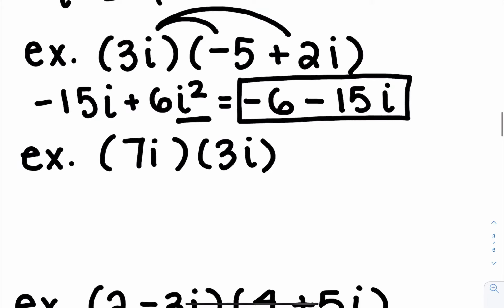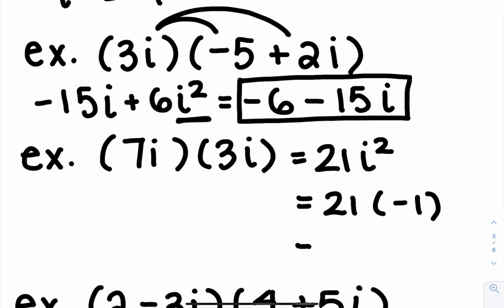If I have something like 7i times 3i, I just multiply the 7 and 3 to get 21. i times i is i squared, and that i squared turns into a -1, so this is really 21 times -1, which is really -21.